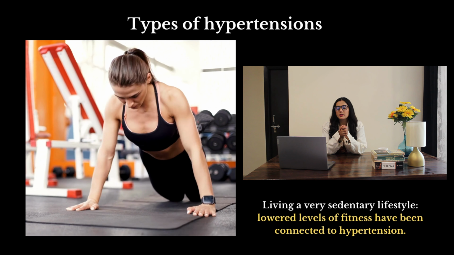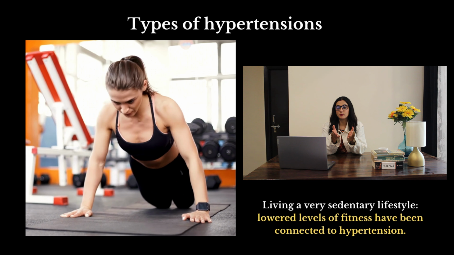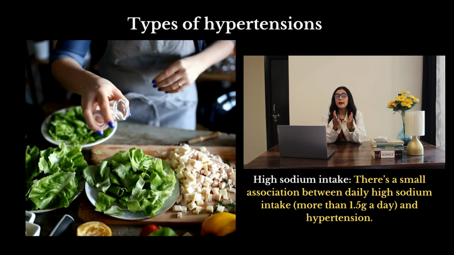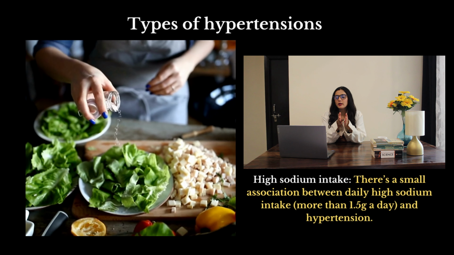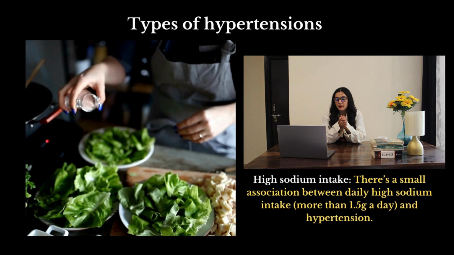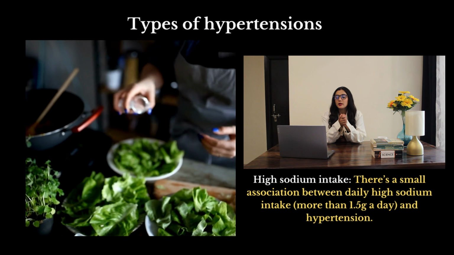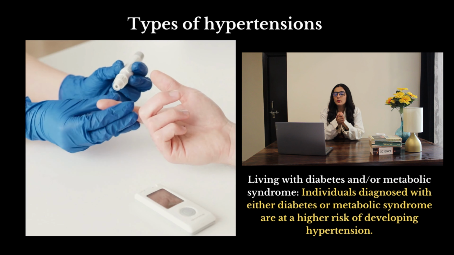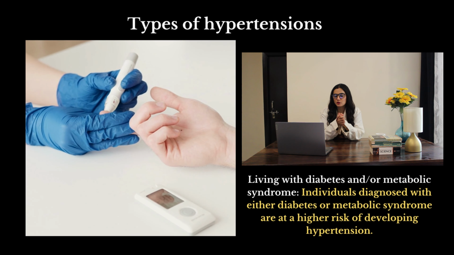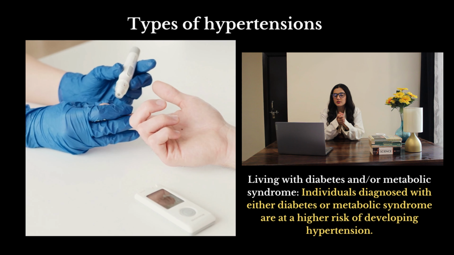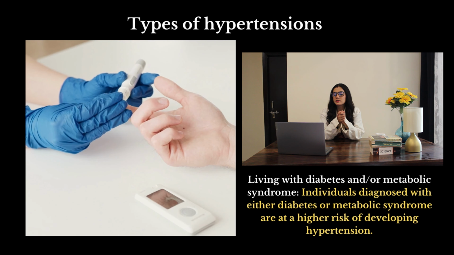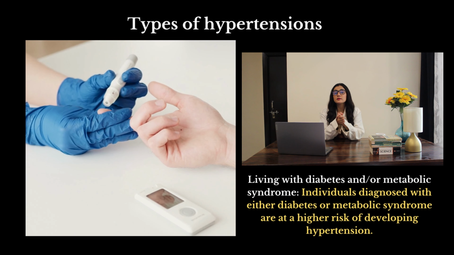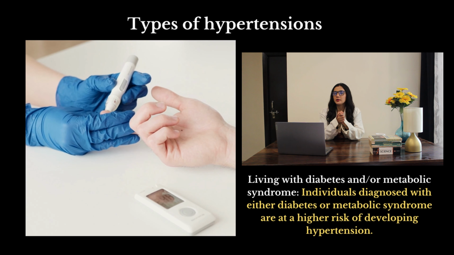Then comes living with a sedentary lifestyle, which means lower levels of fitness have been connected to hypertension. High sodium intake. There is a small association with daily high sodium intake, so more than 1.5 grams a day can lead to hypertension. And last but not the least, living with diabetes or any other metabolic syndrome. Individuals who are diagnosed with either diabetes or metabolic syndrome are at a higher risk of developing hypertension. So these were the causes of primary essential hypertension.